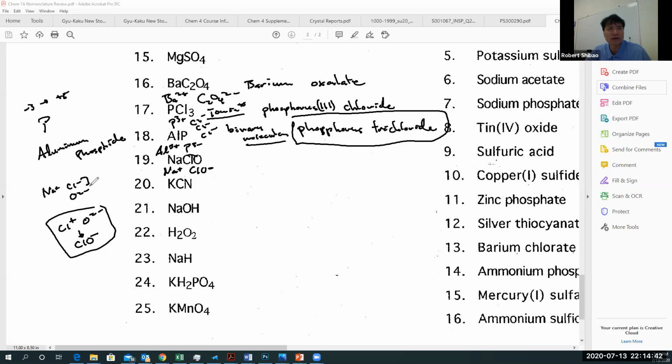Not a separate chloride and a separate oxide. But as I said before, sometimes we do have separate, what we call mixed anion or mixed cation species. Let me go through something really quick.